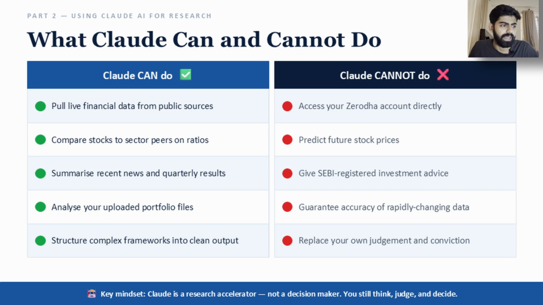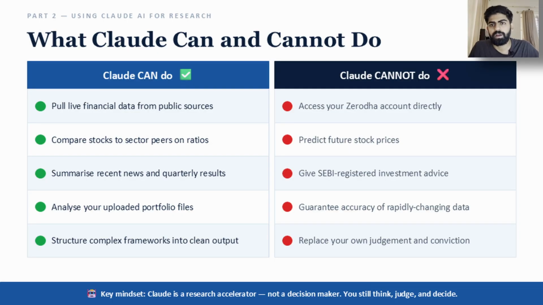So AI can pull live financial data from public sources, but it cannot access your Zerodha or any broker account directly. It can compare a stock to sector peers on ratios, but it cannot predict future prices. So figuring out what would be the target or what would be the support prices, that is something which we should decide based on our own analysis and should not depend on what the software is telling us. It can summarize recent news and quarterly research, but cannot give SEBI registered investment advice.